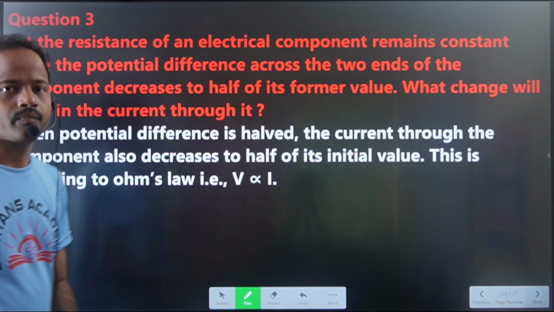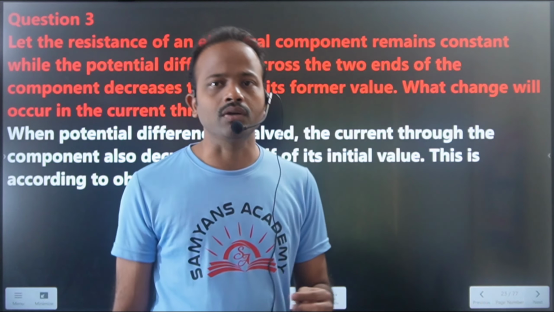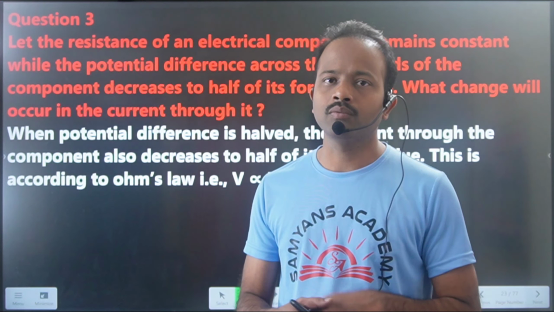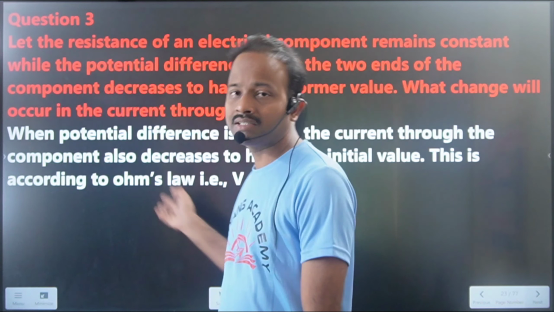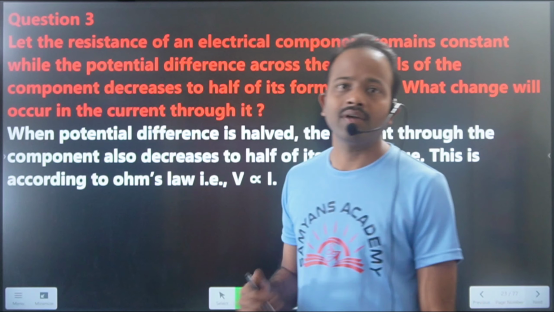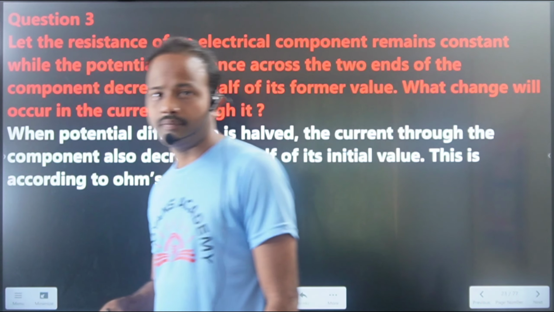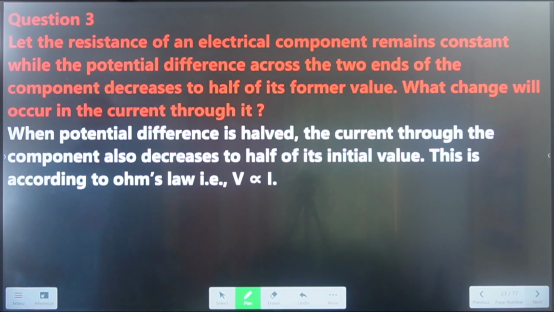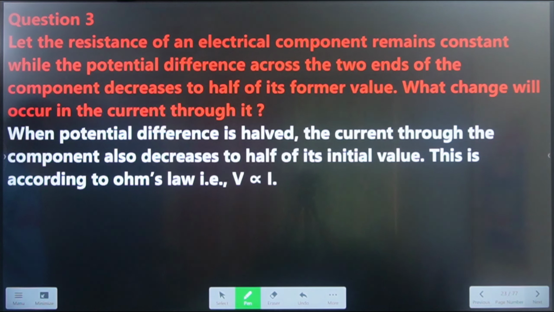This is according to Ohm's law, V proportional to I. What is the formula of Ohm's law? V proportional to I. అంటే వోల్టేజ్ హాఫ్కి తగ్గితే కరెంట్ వాల్యూ కూడా హాఫ్కి తగ్గుతుంది. Is it clear everyone? Okay, move on to the next slide.